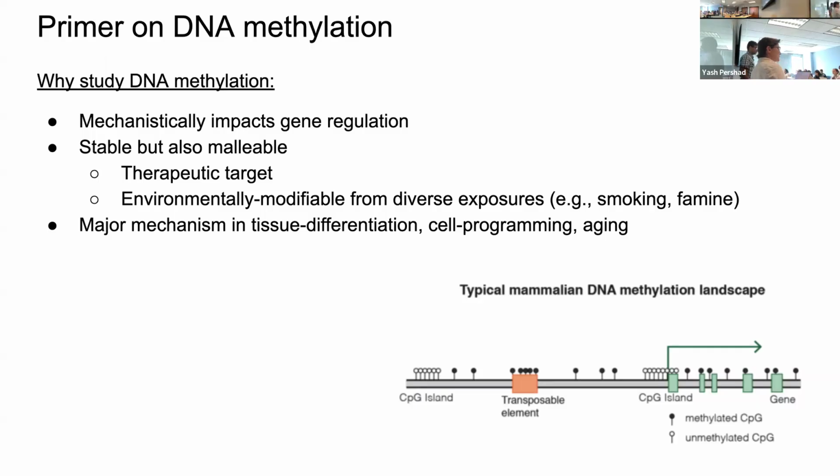But yeah, methylation can be stable for long periods of time, but it can be malleable, particularly in certain areas of the genome, and that's of interest. So it is really expected to be a mechanism by which environmental perturbations can influence the genome and gene expression and then downstream phenotypes, particularly in immune cells, but really across tissue. So it's environmentally modifiable. Smoking has a big impact on methylation, famine, et cetera.